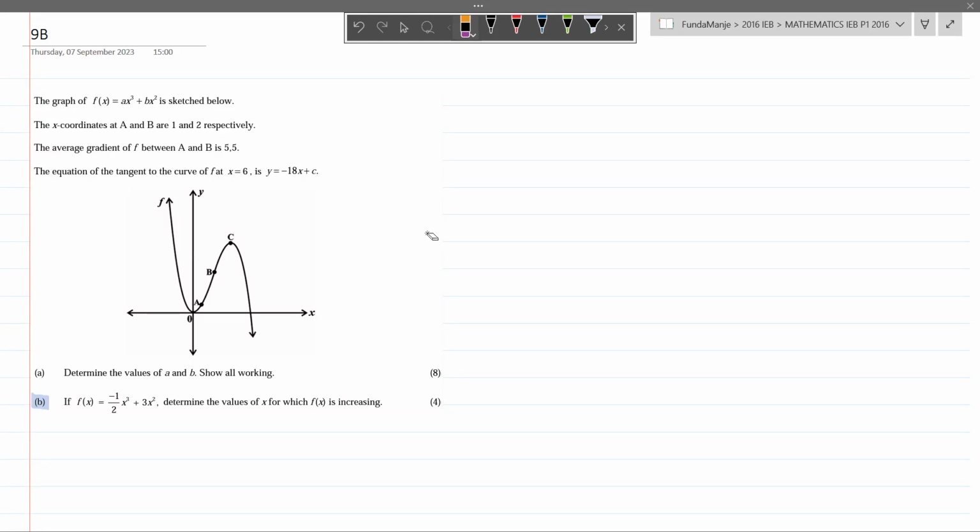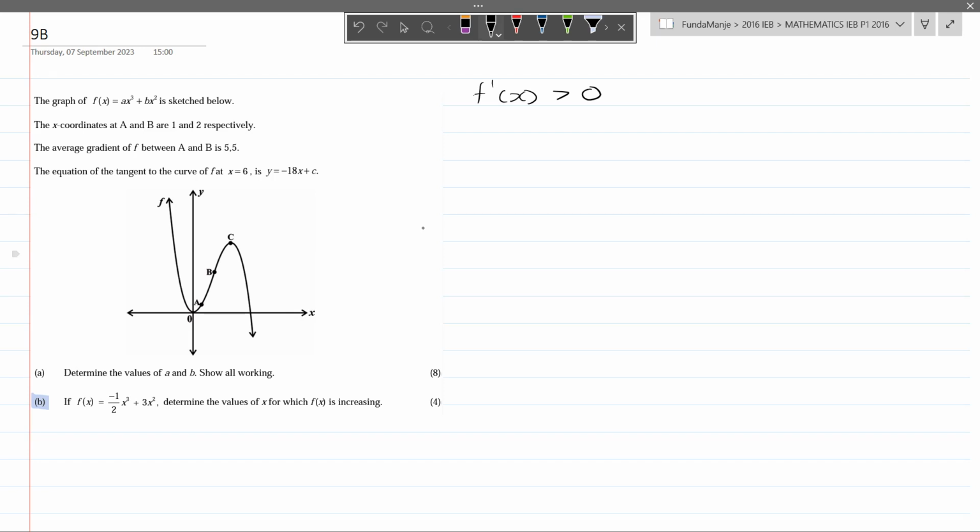So part B says, if f of x is given as that equation, determine the values of x for which f of x is increasing. So f of x is increasing when its gradient is positive, so when the first derivative is greater than 0.